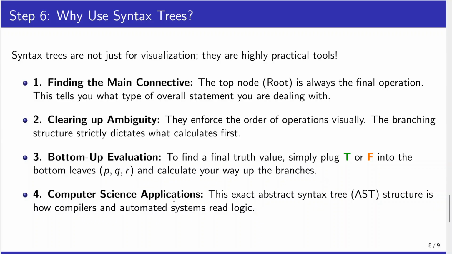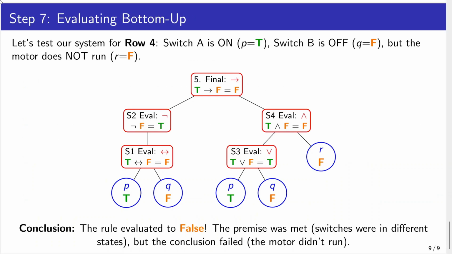Number 4, computer science applications. This isn't just theory. This exact structure, known as an abstract syntax tree, or AST, is exactly how software compilers and automated systems read and execute logic behind the scenes. Let's put this tree to work and evaluate a real-world scenario from the bottom up.